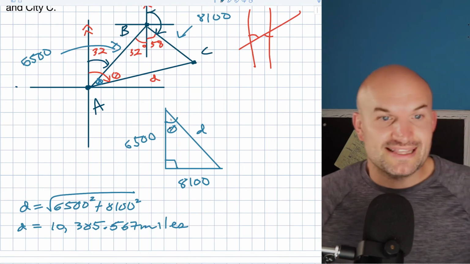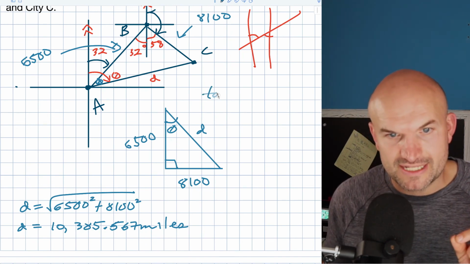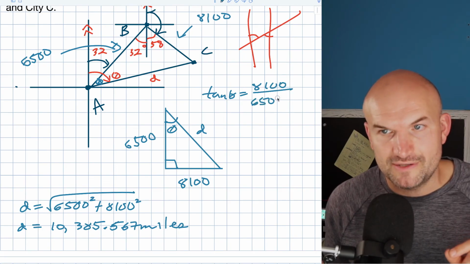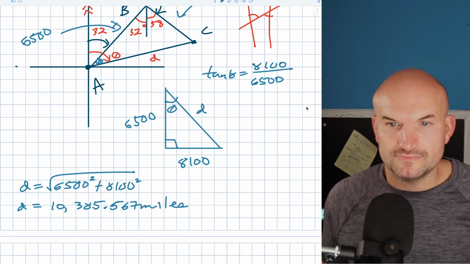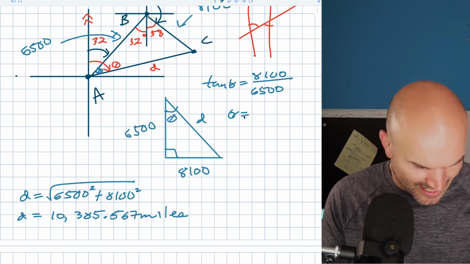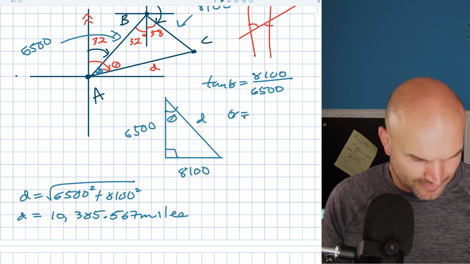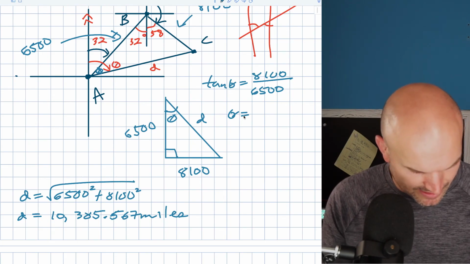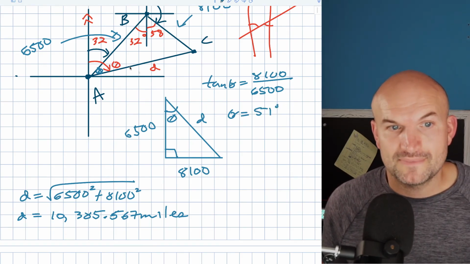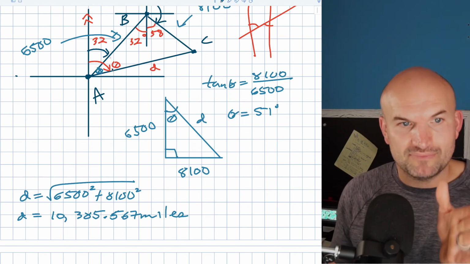Okay, now to find this angle though, again, I need to look at this and say, all right, what information do I have? So I need to say tangent of theta is equal to 8,100 all over 6,500, right? So when I do that, I got to calculate this. So that's going to be a tangent inverse of 8,100 divided by 6,500. Make sure you're in degree mode. And that is going to give me 51 degrees. Okay. Now, again, though, guys, that's not my bearing. My bearing is going to be theta plus 32 degrees.